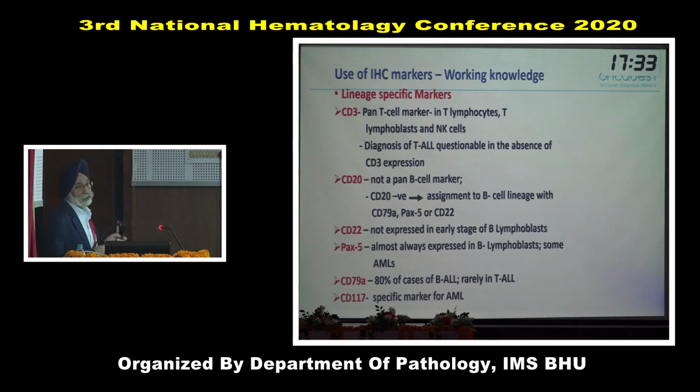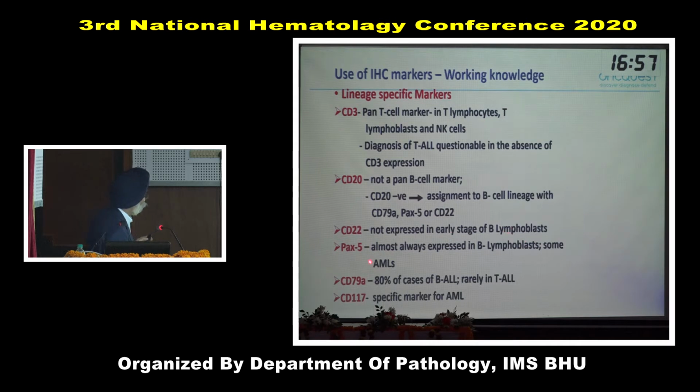And then we have lineage specific markers. Like in flow also, when you do, we always want to assess whether it is B or T. So what we do is cytoplasmic CD3, cytoplasmic CD22 or cytoplasmic MPO for the lineage. Here also CD3 is a pan T cell marker which is positive both in T lymphocytes and T lymphoblasts. CD20, though not a B cell marker, is very good for immunohistochemistry, but it is positive in mature B cells. CD22 is not expressed in early lymphoblasts.